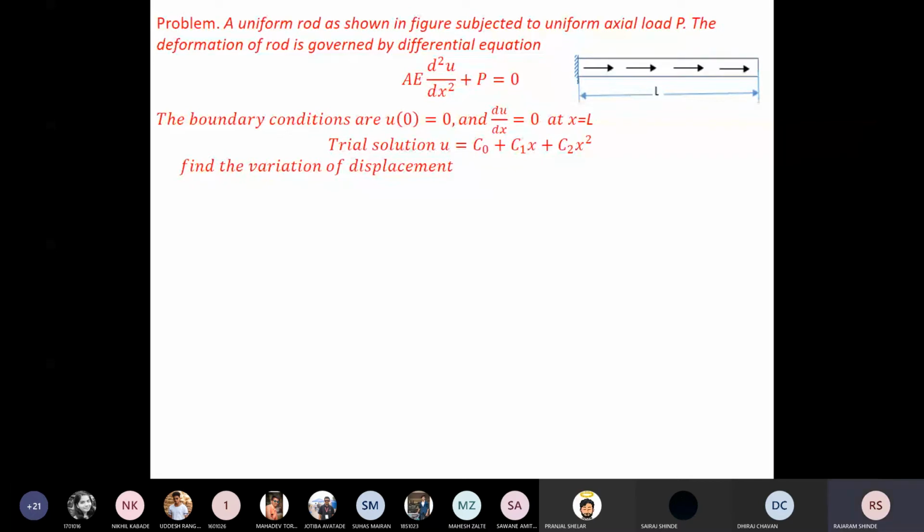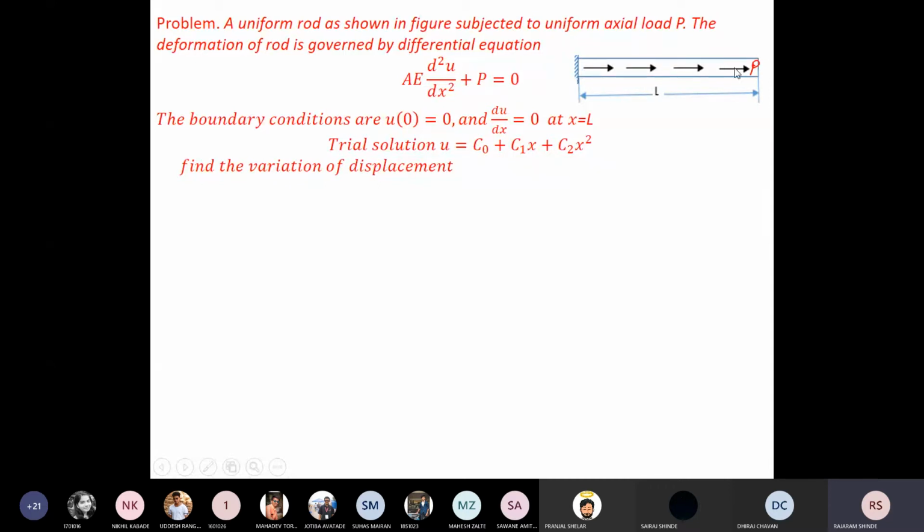You write this problem. This is also a simple one. A uniform rod as shown in figure. This is a rod shown in figure. It is subject to uniform axial load. Uniform axial load means axial load which is uniform distributed over the rod. This is your axial load P, and that axial load is not a point load, it is uniform distributed over the rod.